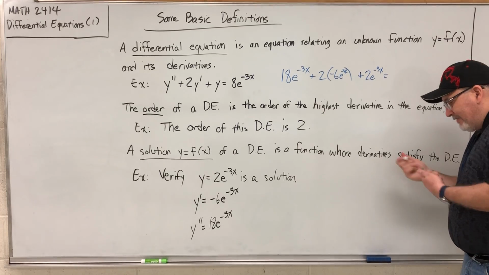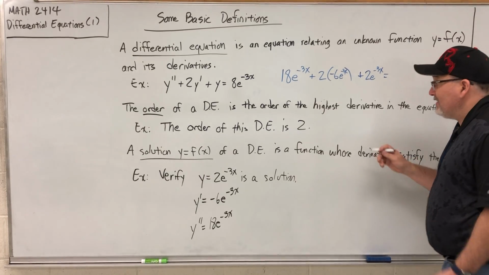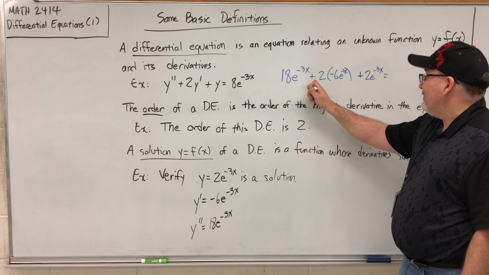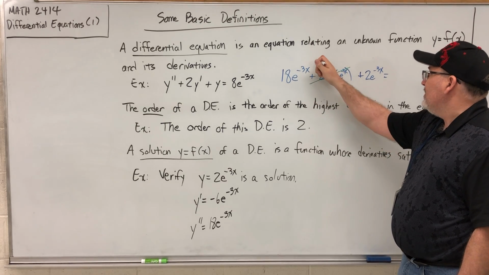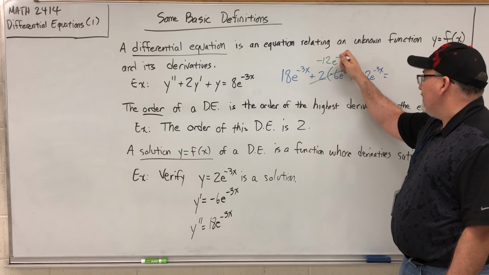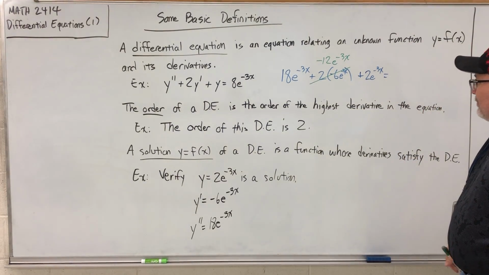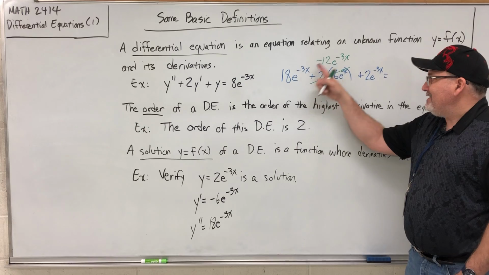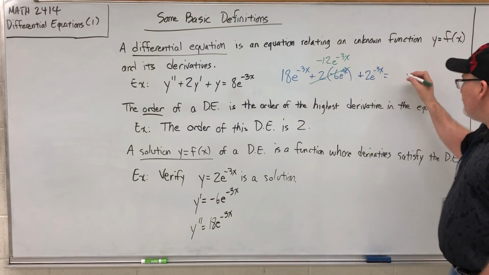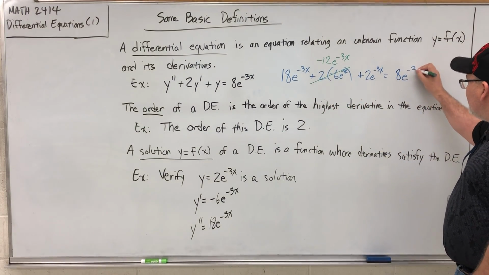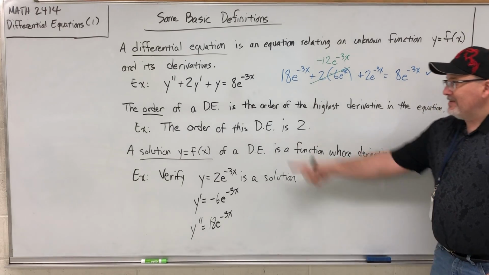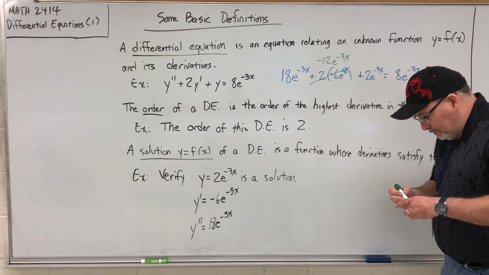The only thing we have to do before we combine all three of these like terms is to multiply the 2 times negative 6e to the negative 3x to get negative 12e to the negative 3x. And now all three of these terms are like terms, and we just simply add their coefficients. 18 minus 12 is 6, 6 plus 2 is 8. And so their sum is indeed 8e to the negative 3x.